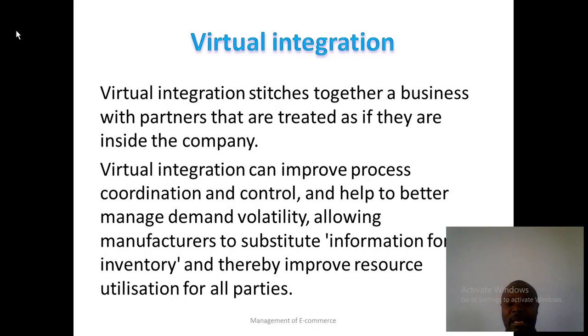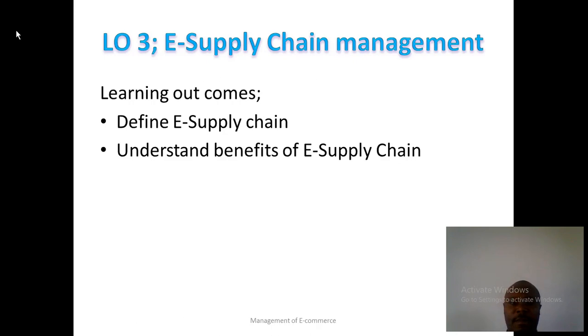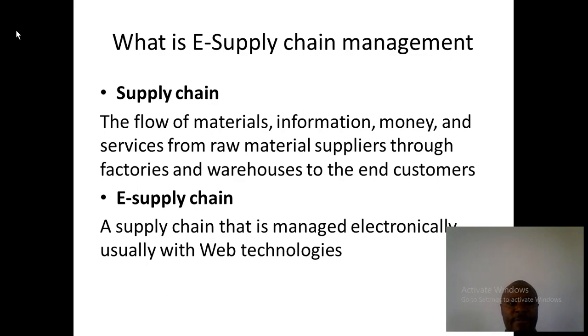Let's move on to learning outcome 3. Learning outcome 3, we want to look at e-supply chain management. Our learning objectives, we want to understand what is e-supply chain. We also want to understand the benefits of e-supply chain. We have defined supply chain as the flow of materials, information, money, and services from raw material suppliers through factories and warehouses to the end customers. Now, e-supply chain, we are talking of a supply chain that is managed electronically, usually with web technologies.